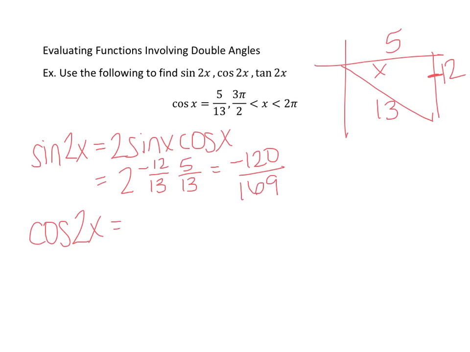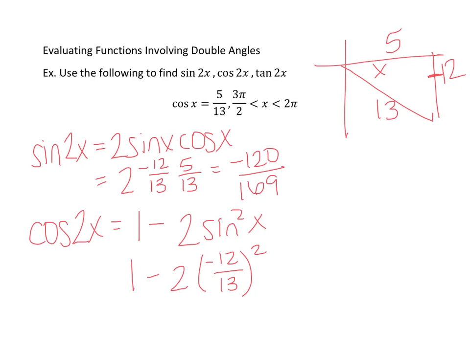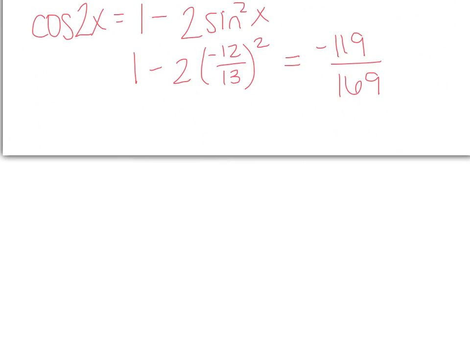At this point you can pick whichever one you want to. I'll pick the third one, 1 minus 2 sine squared x. So 1 minus 2 sine, which is -12 over 13, squared. 1 minus 2 times 12 over 13 squared gives us -119 over 169.